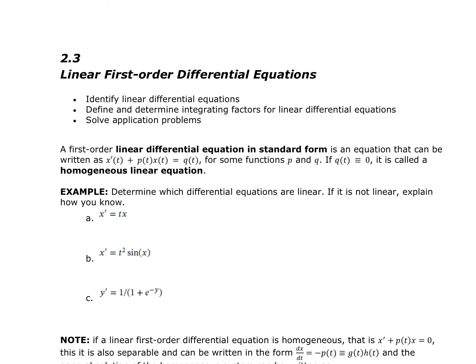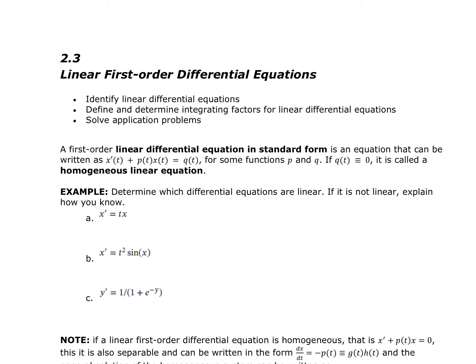So our first order linear differential equation in standard form can be written like you would expect a line to be written. We have the slope, we have an x part and a given part, and then we have a y part. So this is nothing new in terms of linear equations. The way we write it in differential equations, it is x prime of t plus p of t x of t is equal to q of t. Now, if q of t is equal to 0, then we call this a homogeneous linear equation.